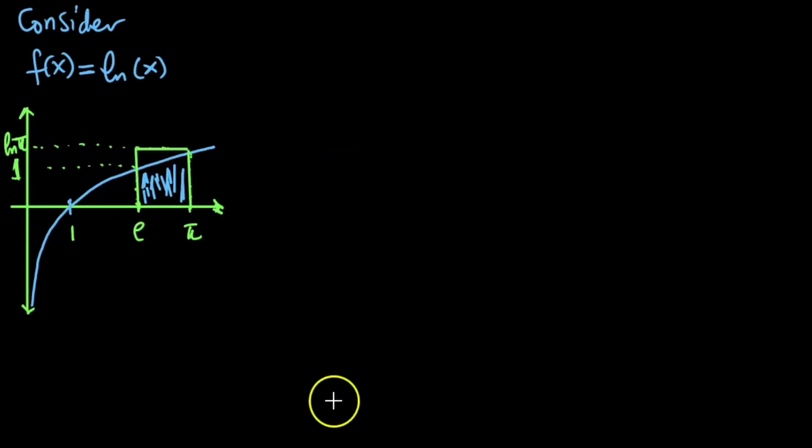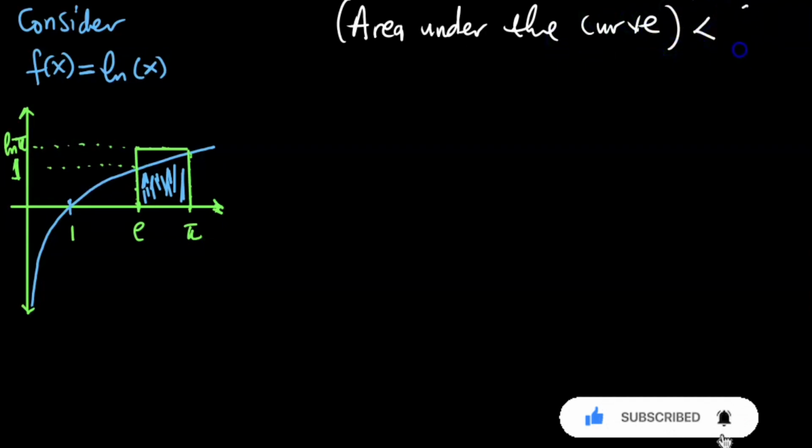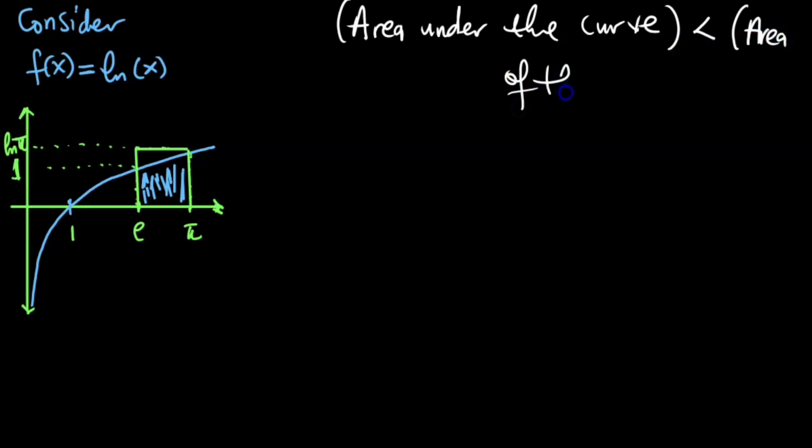That clearly we know that the area under the curve, that's the natural logarithmic curve, is less than the area of the rectangle.